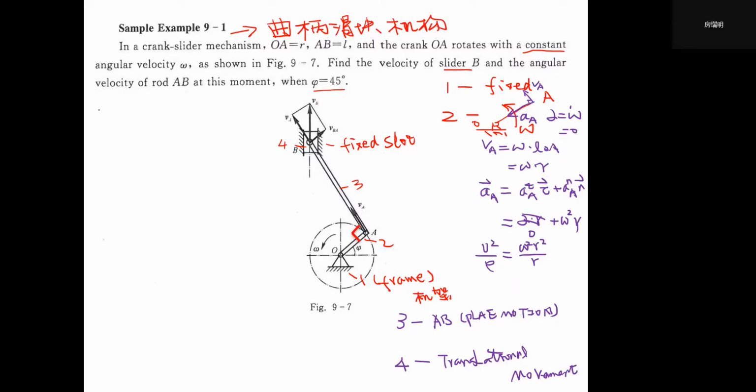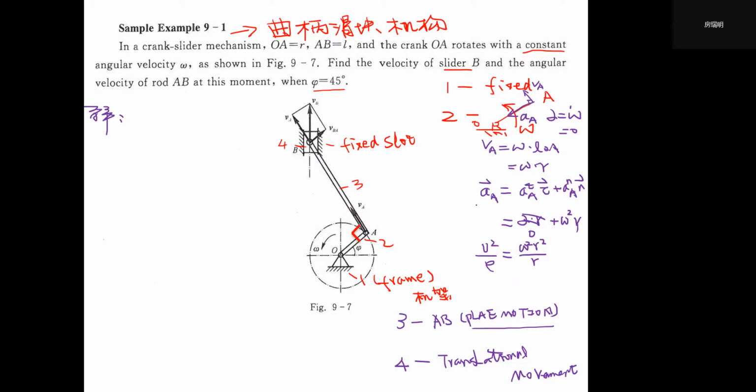So after our analysis, you see, actually AB has complicated movement. That is plane motion, and we know a lot of information of point A, because it is a point on AB. It's also a point on OA.